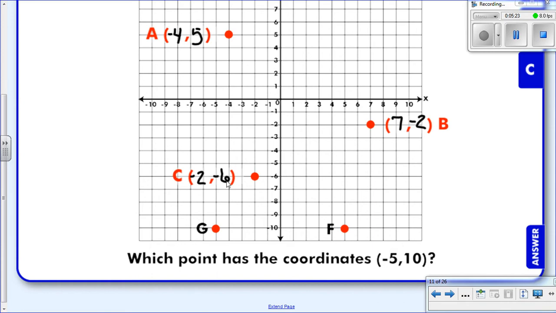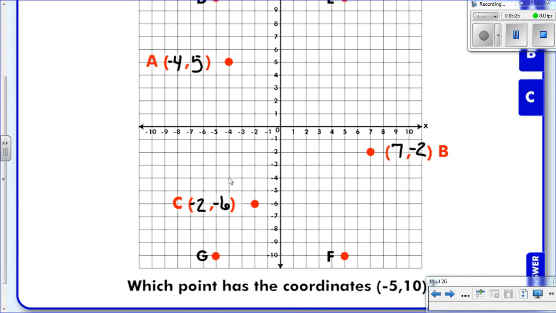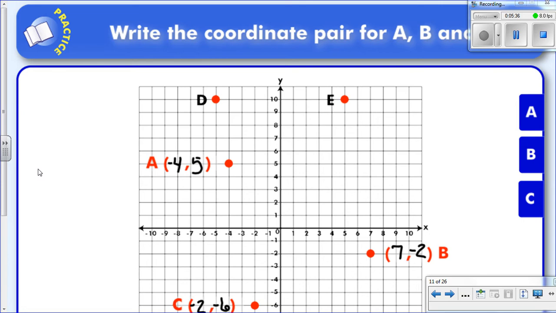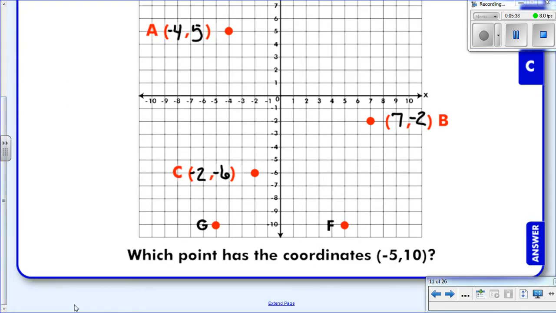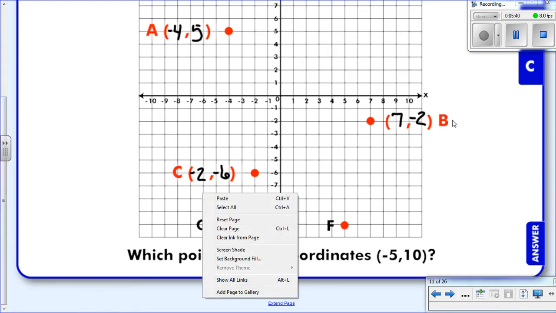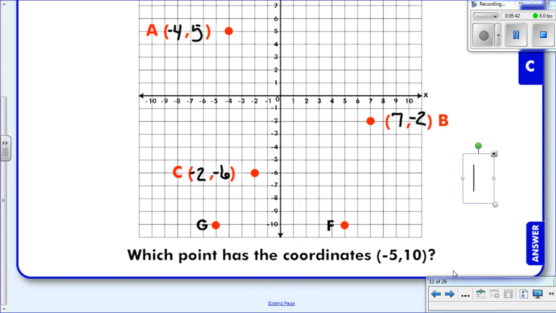So negative 6. Now which point has coordinates negative 5, comma 10? So we go over 5, and then we went up 10. So that is D. If you're not sure how we got that, that's okay. That will be part of our next lesson. So that's point D.